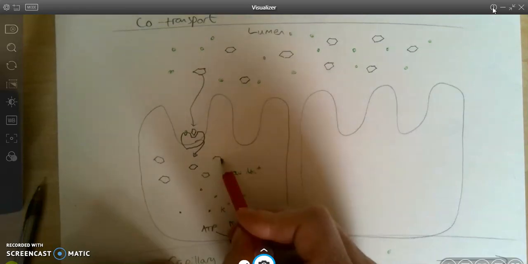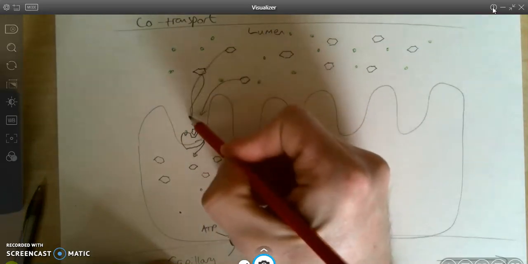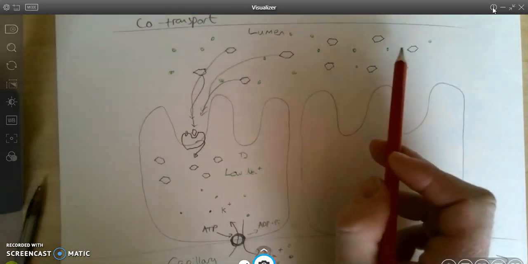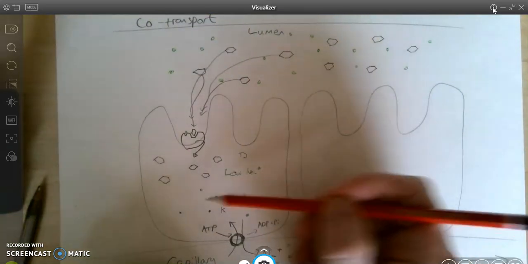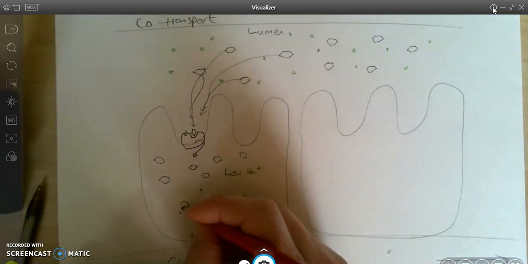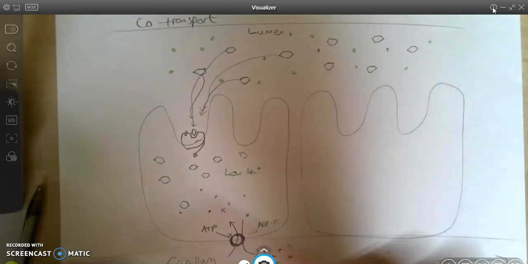So what this is going to do is absolutely load this cell with glucose. All of these can be dragged that way. So you can have a very low concentration in the lumen, because you've almost absorbed it all, and a very high concentration in the cell. But crucially, as long as there is a sodium ion concentration, you will keep transporting glucose in this way.